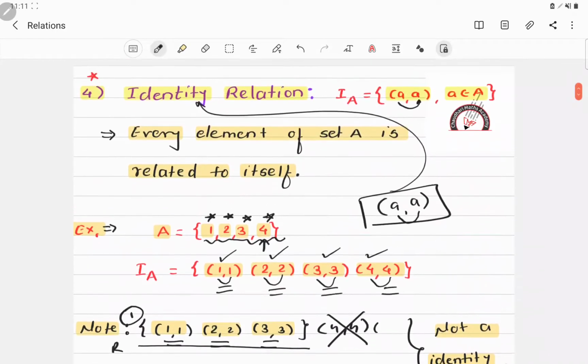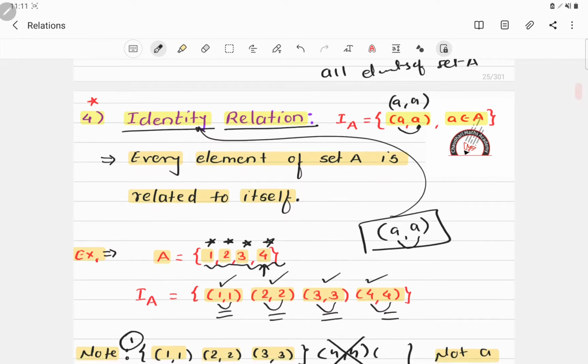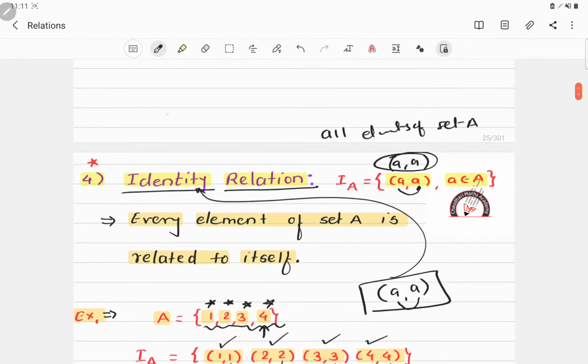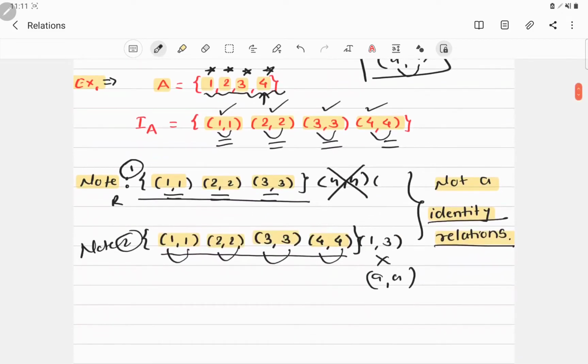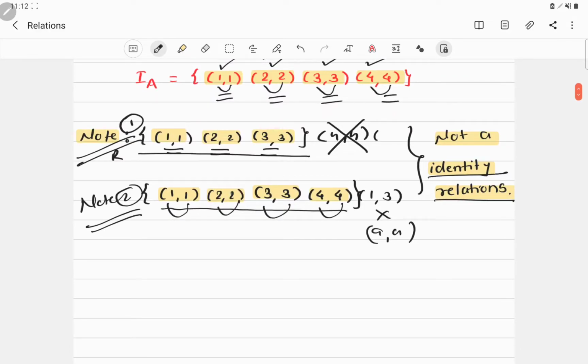So this is a very interesting type. Make sure that if it is an identity relation, then there exists an (a, a) combination of all the elements that belong to set A. I am talking about all elements of set A. If all the elements of set A satisfy this kind of relation, then and only then it is called identity relation, right? Okay, and note down this note number 1 and note number 2. These two are not identity relations, and ask yourself again why these two are not identity relations.